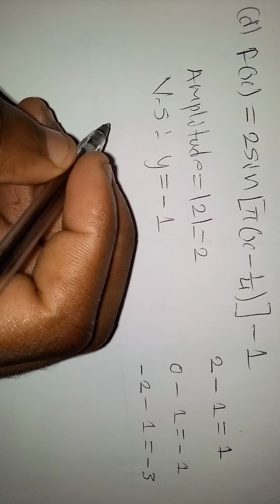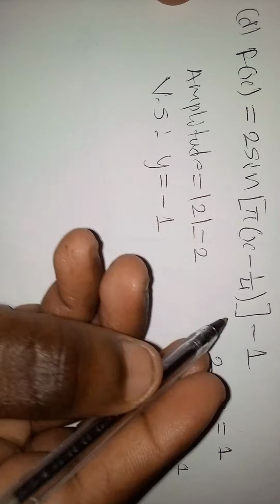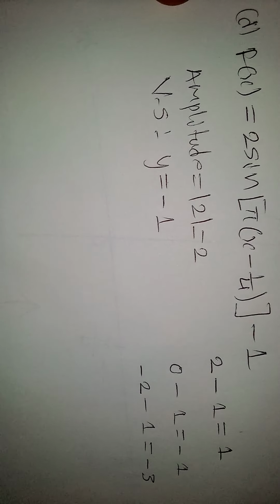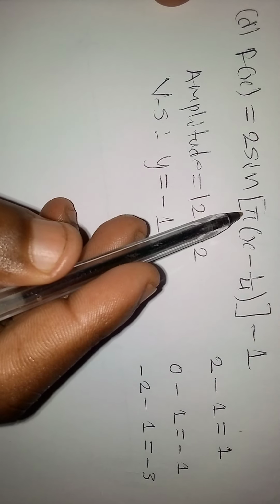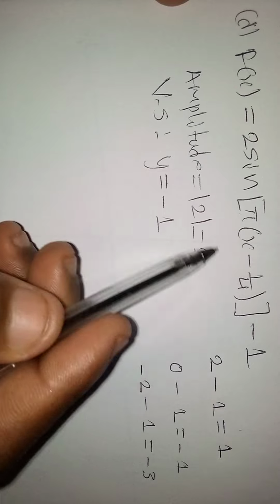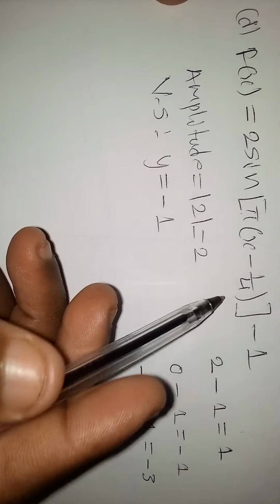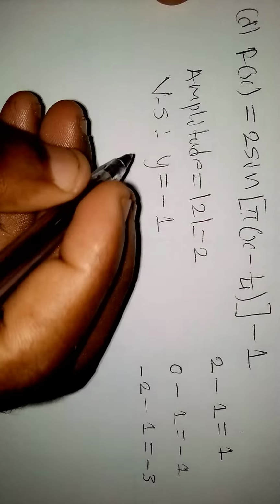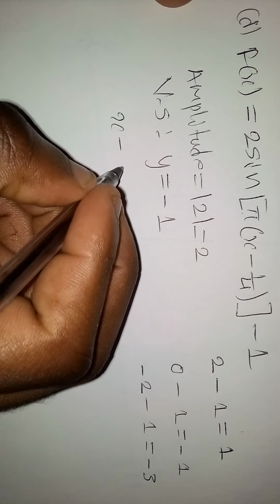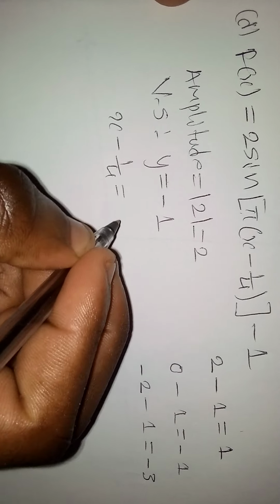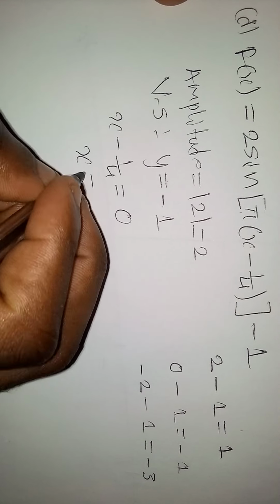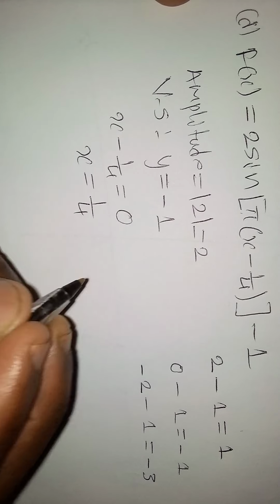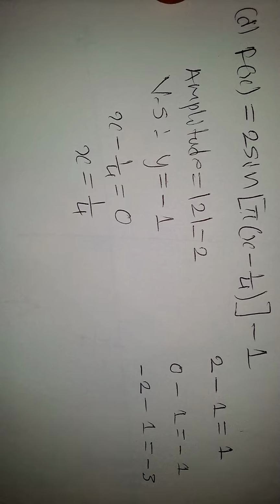So to find the phase shift, we're actually getting this angle here. If you want, you can start by distributing pi throughout, then equate that to 0, or you can just simply get that and equate it to 0, which will be the same. So the first shift here, we have x minus 1 over 4. We equate that to 0, so it has been shifted by 1 over 4 on the x-axis.